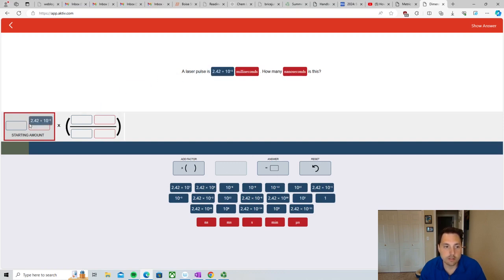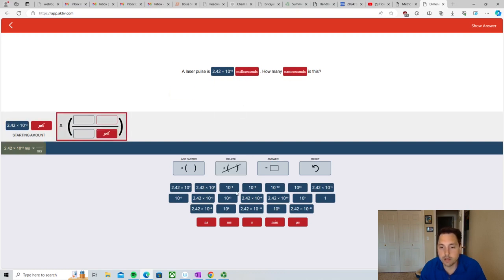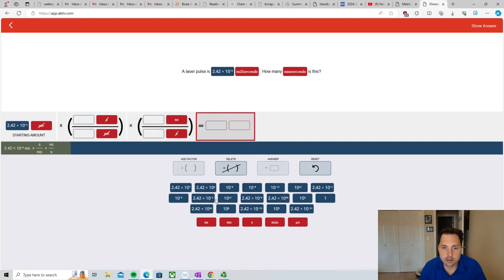But you'll start with the value. You can always drag from up here your starting values. You're always going to want to start with one of these. And then if we use method 1, we'll convert from milliseconds to seconds, and then we'd convert from seconds to nanoseconds. And then we would write our answer. And our answer will want to be in nanoseconds here. And so we'd want to find our conversion factors.